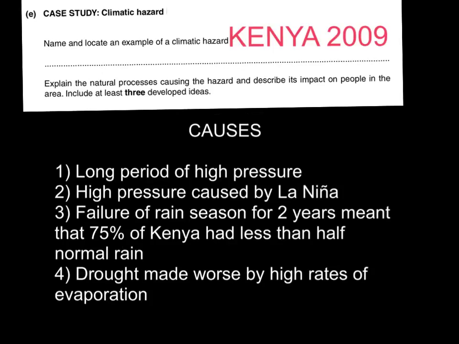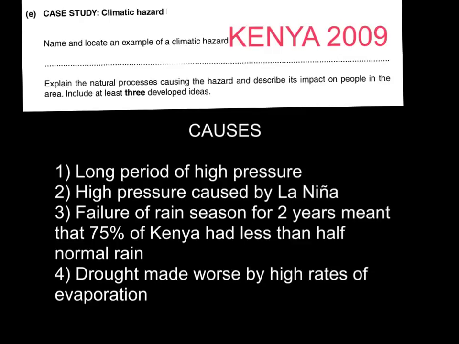Now, instead of the Australian drought, you could also have chosen your Kenya drought here. So let's have a look at Kenya 2009. Now what you'll see is that immediately in terms of the cause, exactly the same as Australia, a long period of high pressure. This time though, the high pressure here is caused not by El Nino, but by El Nino's sister, La Nina, translates as little girl. And what this does is that this causes the failure of the rainy seasons.